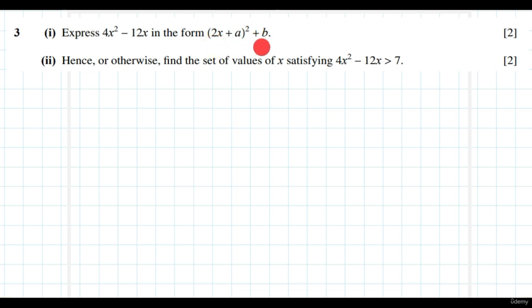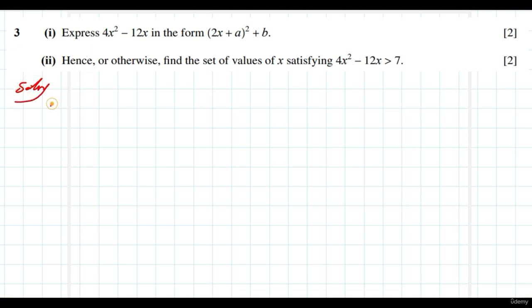This is looking like completing the square, but it's not exactly the same because here the coefficient of x squared is not 1. Therefore, we can start converting this quadratic equation to the completing the square form. Then we are doing a technique in order to get this number here.